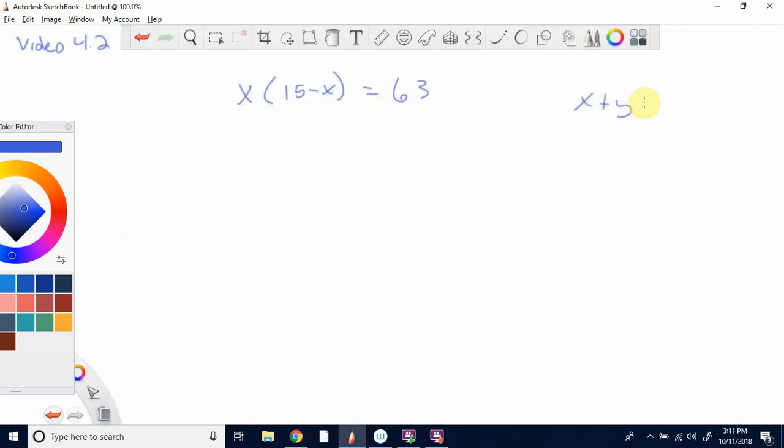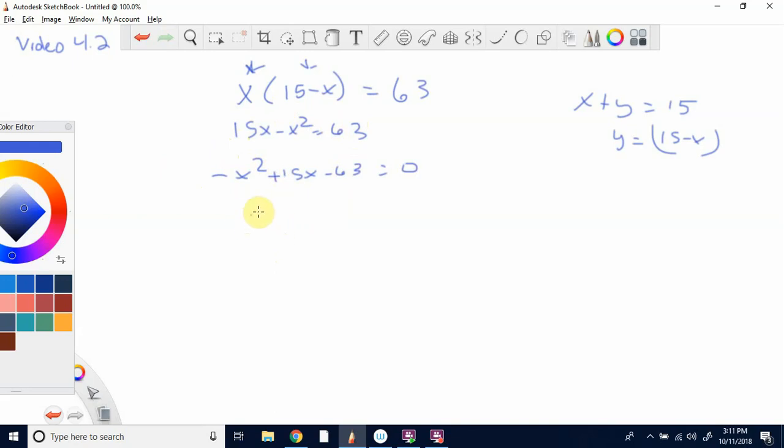So we said x plus y equals 15. And we solved for y, and we got y equals 15 minus x. And we said the product of y and x is equal to 63. Well, we know y is 15 minus x, so we replaced y with 15 minus x. So now we're going to just distribute. So we have 15x minus x squared equals 63. We're going to move it all to one side, and we end up with negative x squared plus 15x minus 63 equals 0.